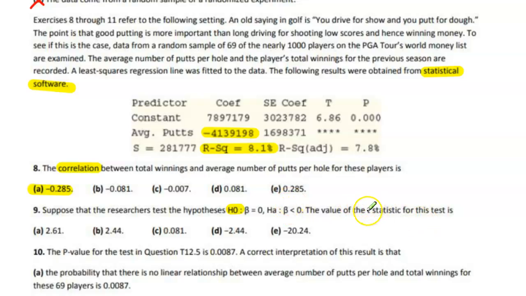The value of the T statistic for this test, well, we're looking at a T statistic. And for regression, the T statistic is equal to sample slope minus the population slope divided by the standard error of the slope. So many of these things we know from the problem. That sample slope is going to be the coefficient of average putts. That's negative 4,139,198. It doesn't seem that serious, right? You shouldn't go into the millions here about putts for the PGA Tour. But then again, here we are.